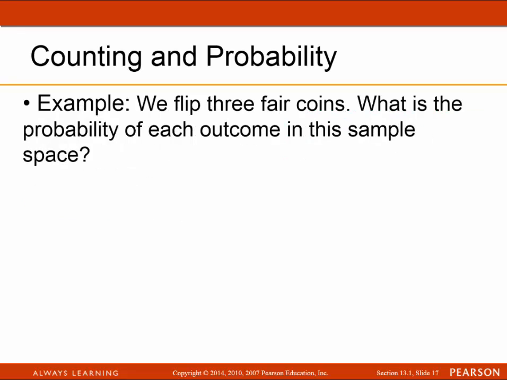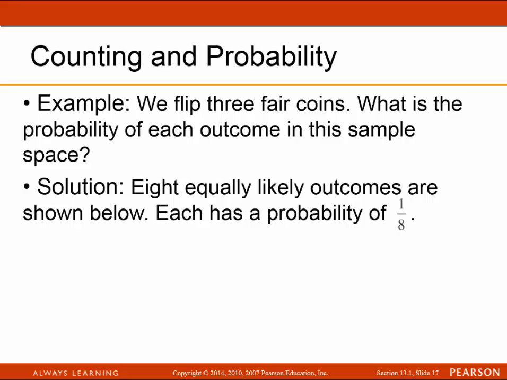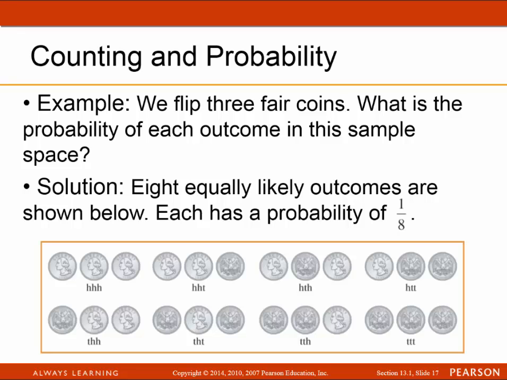Now, if we flip three fair coins, what is the probability of each outcome in this sample space? Each one is equally likely, so each has a probability of 1/8. And here are all of the 8 possibilities.